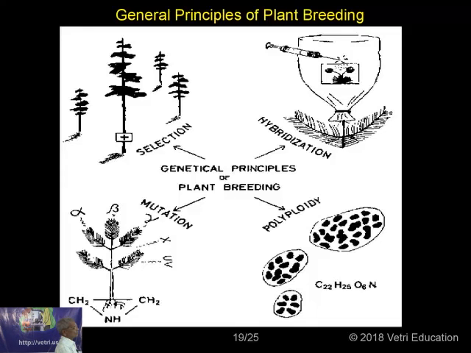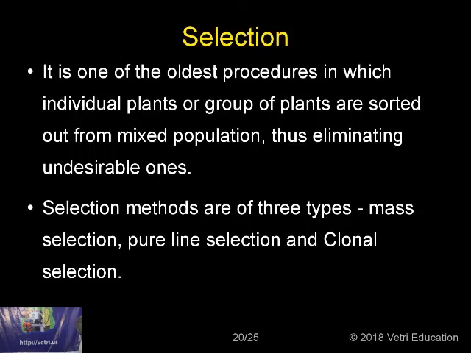Then the mutation breeding is there, and then of course the polyploidy is also there. So polyploidy, mutation, selection and hybridization, these are the different techniques by which you can improve the quality of your crop. So first one, I am taking selection.